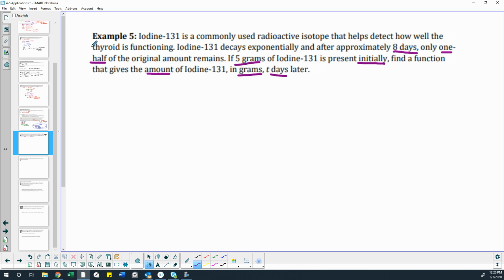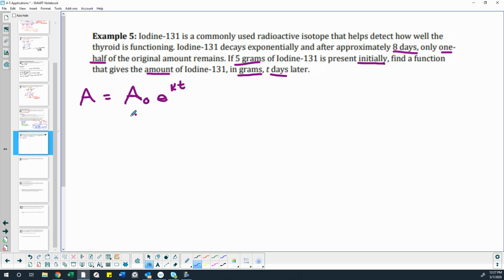Okay, so again, just like in our last example, all we're doing here is finding a formula. So all we need to do is find k. And we don't actually need to use that formula to solve anything yet. All right, so we have our formula. The formula for our function is A equals A sub 0 e to the kt.